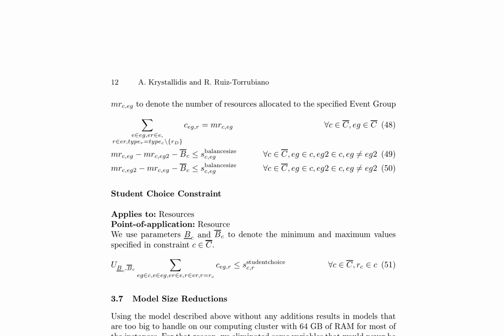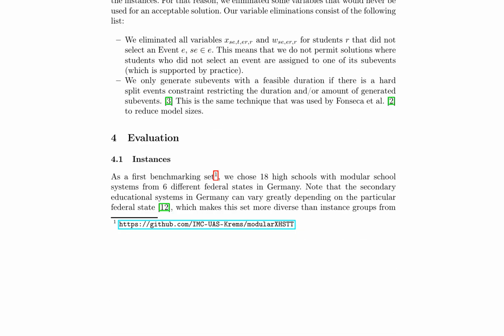The research extends the objective function to include new constraint types, considering the costs of hard and soft constraints, deviation from new constraints, and additional terms. Novel constraints ensure balance in class sizes and student choices. The model size was reduced by eliminating unnecessary variables, focusing on feasible subevents. The evaluation uses 18 high schools in Germany as a benchmark, considering the diversity in secondary educational systems. This approach aims to create more personalized and efficient timetables, addressing the complexity of student and event constraints.